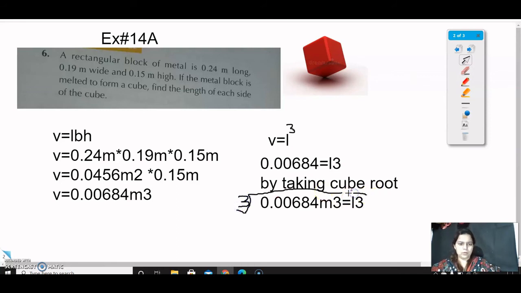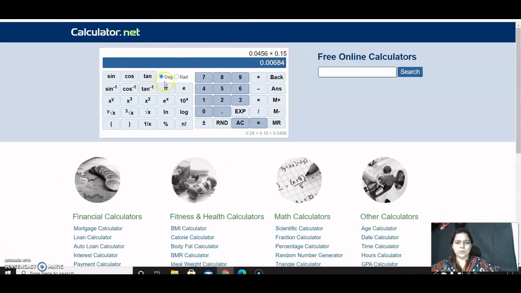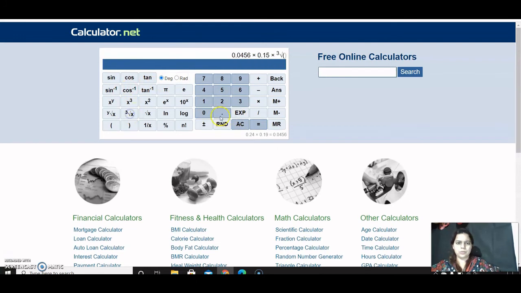As we know that cube and cube root cancel each other's powers. So here is L, they both cancel. Single L is equal to, now we will take the cube root of 0.00684.